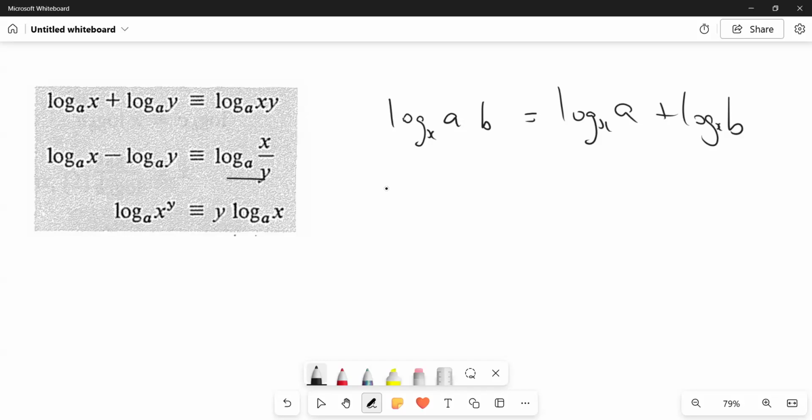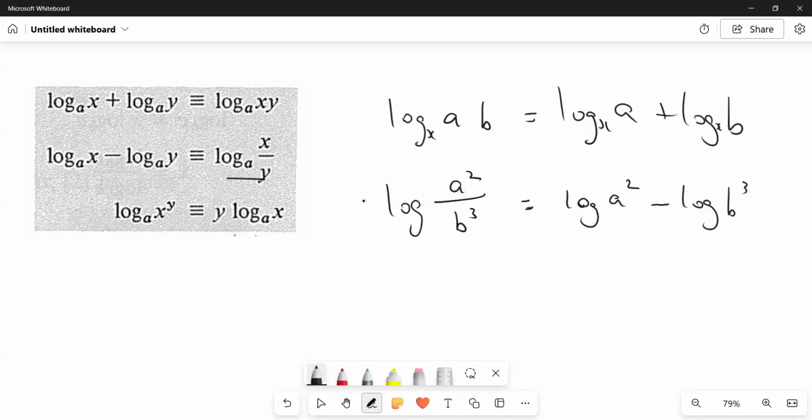Let's get a little more complicated. Let's say you have the logarithm of A squared over B cubed. That will be equal to the logarithm of A squared minus the logarithm of B cubed. And then we can apply this third law here. Bring the 2 to the front, bring the 3 to the front, and you get 2 log A minus 3 log B, right? Notice I'm not using a base. I'm assuming that the base is the same.